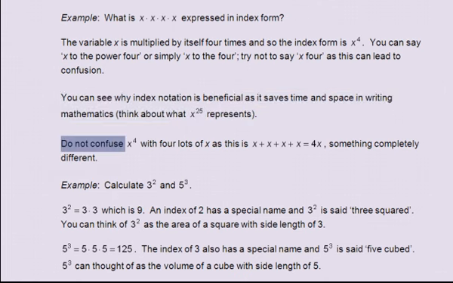Do not confuse x to the power 4 with 4 lots of x, as this is x plus x plus x plus x, which equals 4x, something completely different.